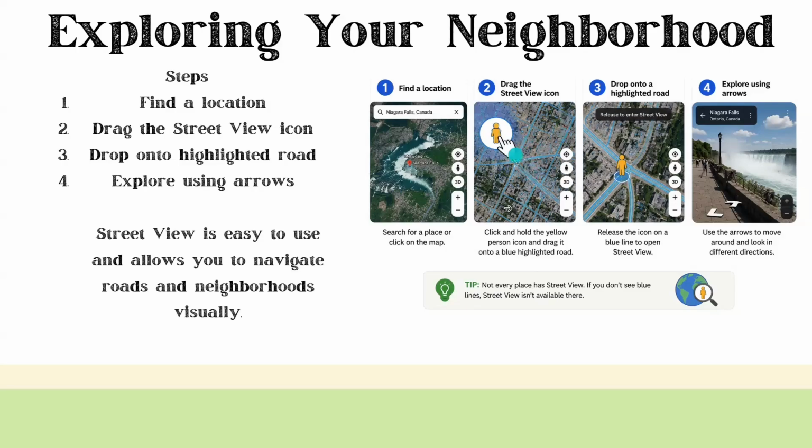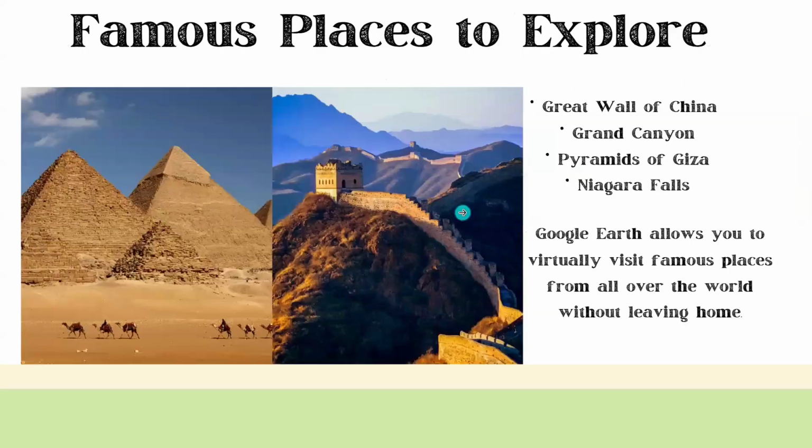Or you can just click on the blue line that might pop up after you press on the little guy at the bottom. I can show you guys that right after this, and then you can just explore using the arrows that you see. These are the arrows you'll see once you're in Street View, the little white arrows here. You can basically go back and forth in the street. So Street View is really easy to use and allows you to just navigate through the roads and neighborhoods.